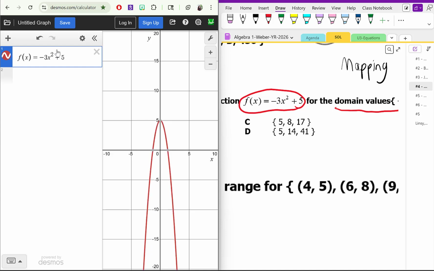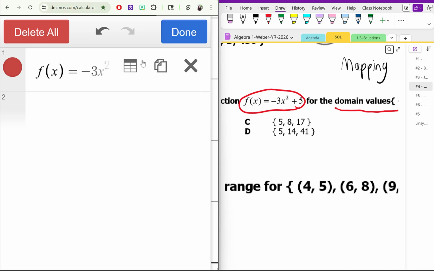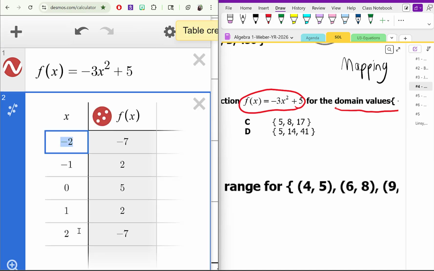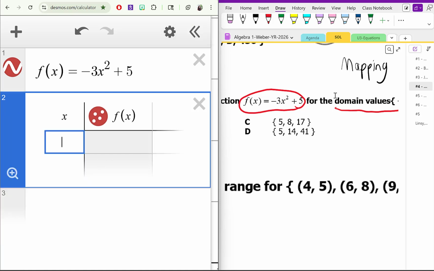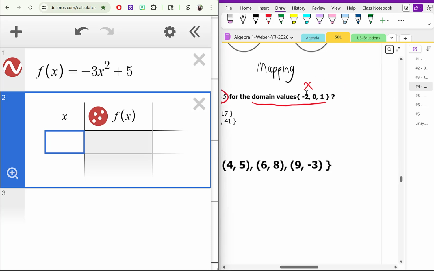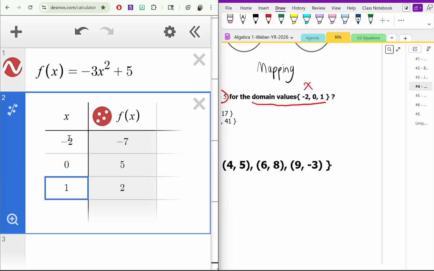Plus 5. Okay. After you type this in, you're going to click this little wheel at the top, and then you're going to click table. Go from the bottom, and I want you to erase all the numbers that are there so that the table is clear. You're going to type in the x values that it gave you. So it gave me -2, click enter, 0, enter, and 1. What it's basically doing is taking those x values, putting them inside this function, and figuring out what the answer is for you, okay? So my answer is -7, 5, and 2.